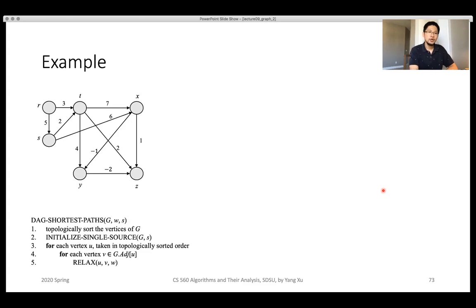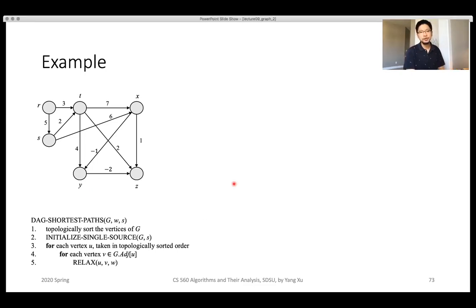Now let's use a simple example to see how it works, using this directed acyclic graph, a so-called DAG. If you are interested in examining whether there are cycles in it, you will see that this is an acyclic graph. Let's see how the algorithm runs on this simple example.